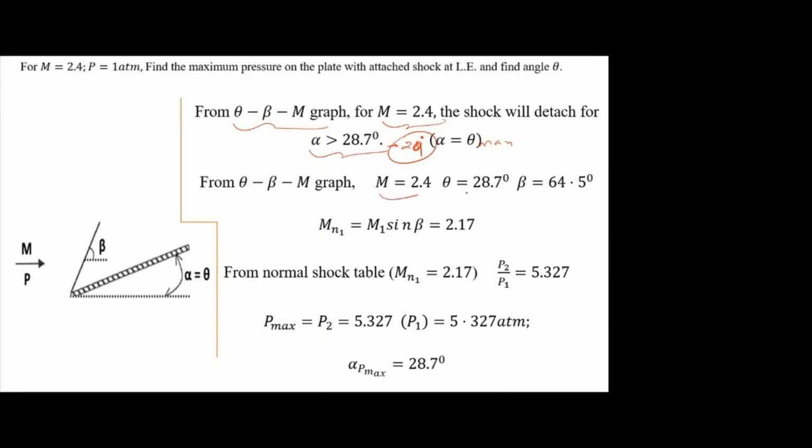Now you know the Mach number and theta, so you can find beta. Here also you may approximately take 65 degrees. Once you know M1 and beta, you can find Mn1. Then go to the normal shock table, you can find the pressure ratio. From there you can find P2. This is the maximum pressure on the plate with the attached oblique shock wave condition.